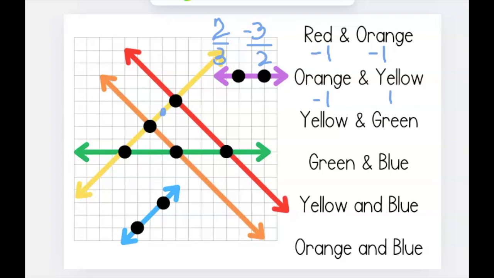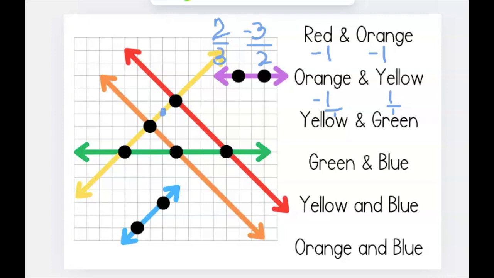Okay, so orange, I'm going to actually add a 1 on the bottom. We can flip 1 over 1 upside down to still have 1 over 1, but this one is now positive. So those are called opposite reciprocals, which proves that those two lines are perpendicular and they meet at a 90-degree angle.